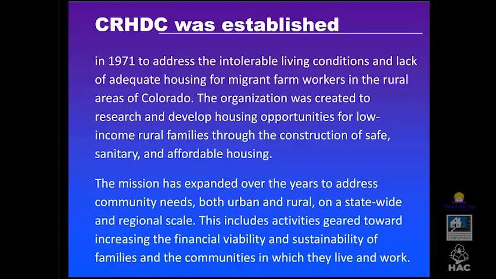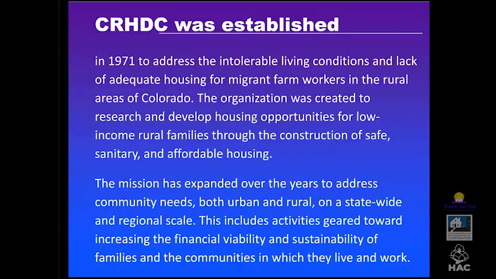CRHDC was established in 1971 to address intolerable living conditions and lack of adequate housing for migrant farm workers in rural areas of Colorado. And they have gone on to develop more than 900 units of migrant and seasonal farm worker housing. They manage over 800 units in rural communities, rental housing in rural communities as well.